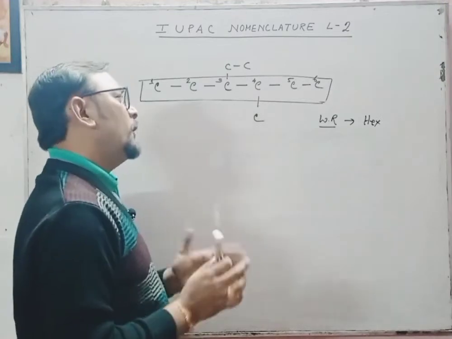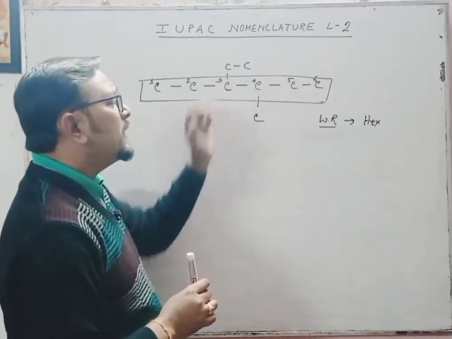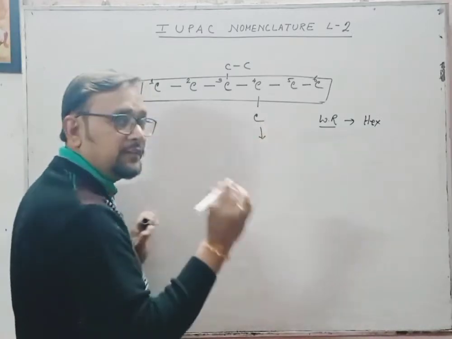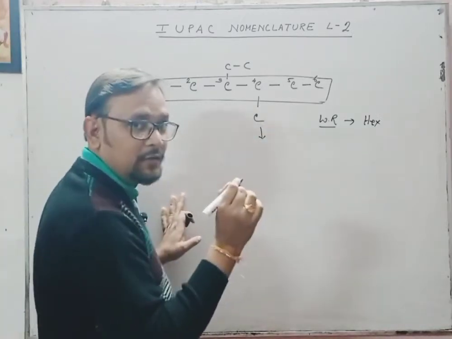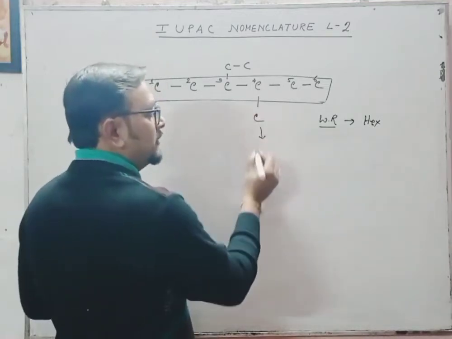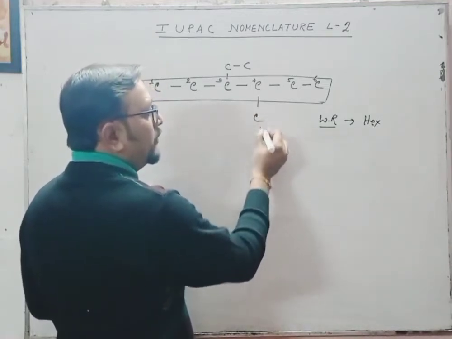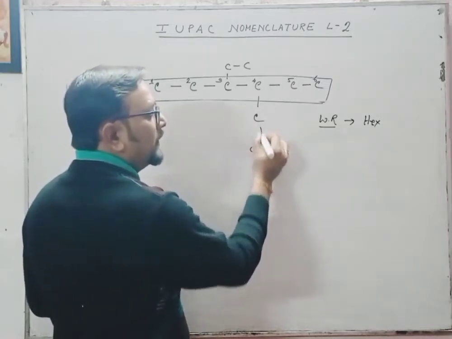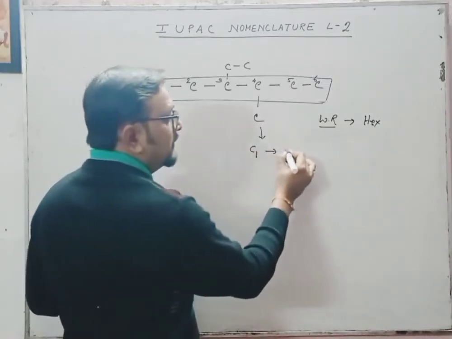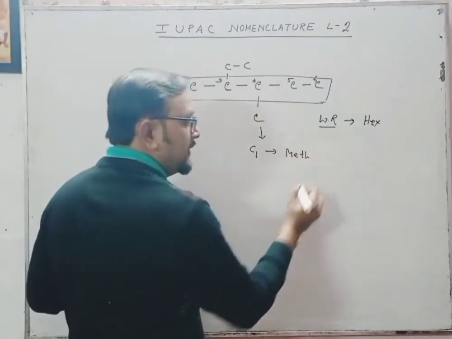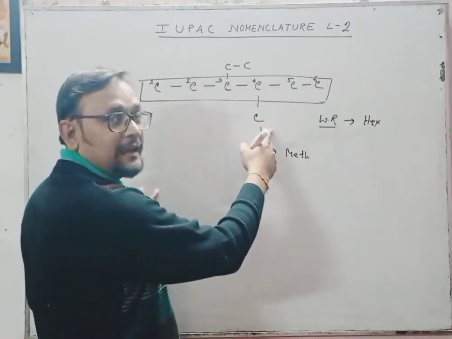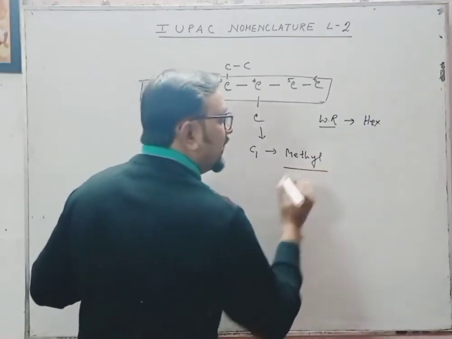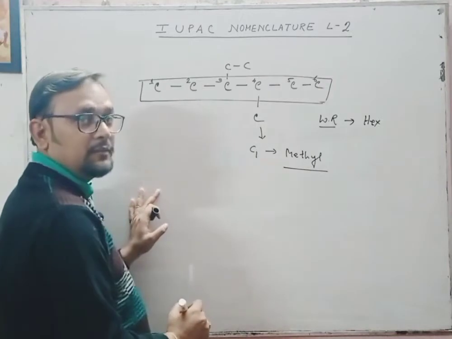Now what are the two different types of substituents you are getting? One, this. What is the nature of this substituent? Yes, they are alkyl groups. Now how many carbons are there in this substituent? 1, so C1. What is the word root of this substituent? Meth. And since this is an alkyl group, we will add yl. So the name of this substituent is methyl.